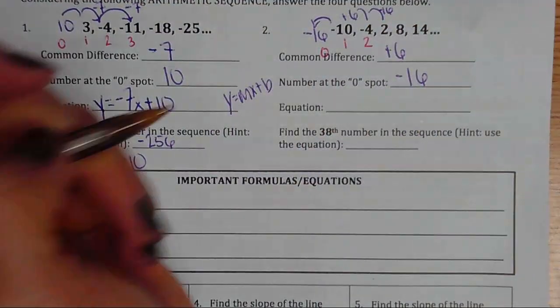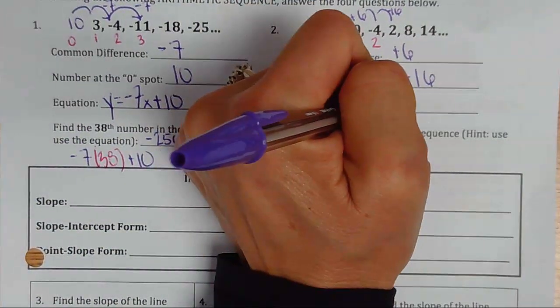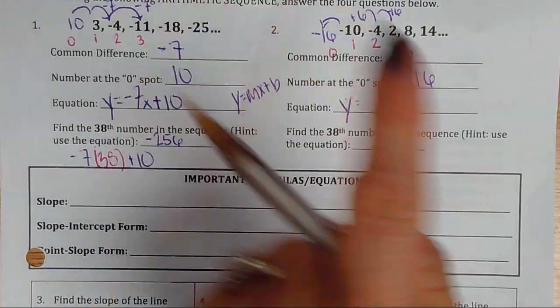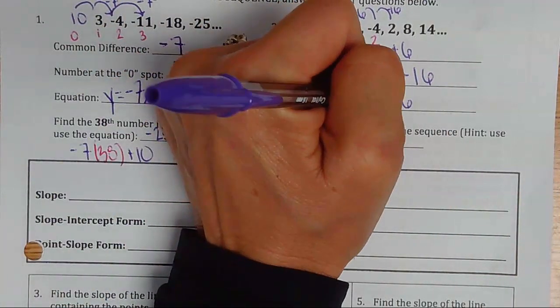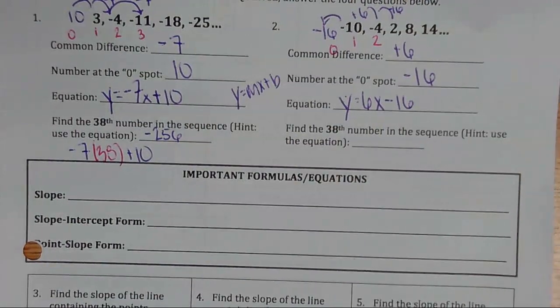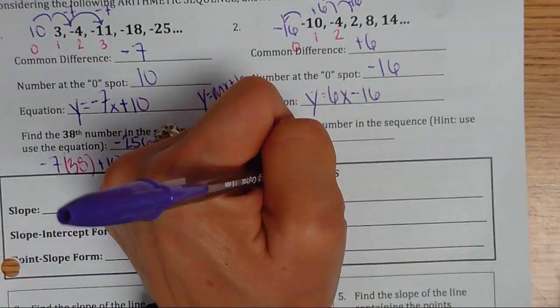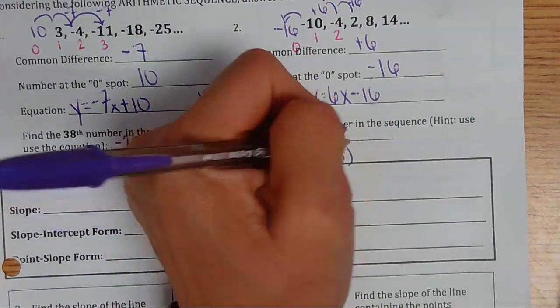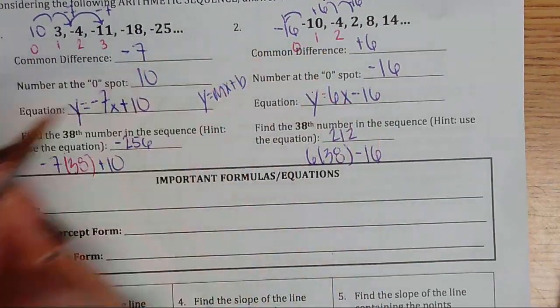And if we were to write it as an equation, we just write y equals -16 at our 0 spot, and then our common difference, 6x. So again, the number at the 38th spot is going to be 6 times 38 minus 16, which is 212.